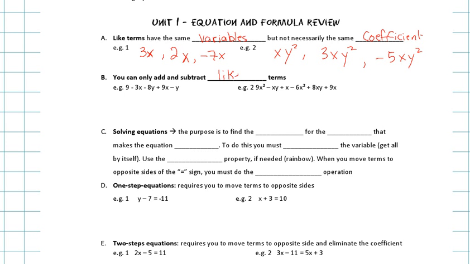So if you're looking at this right here, 9 minus 3x minus 8y plus 9x minus y, what are my like terms? Minus 3x and plus 9x. These are like terms. And minus 8y and minus y, they're like terms. 9 doesn't have any like terms, so I bring it down. So that equals 9.